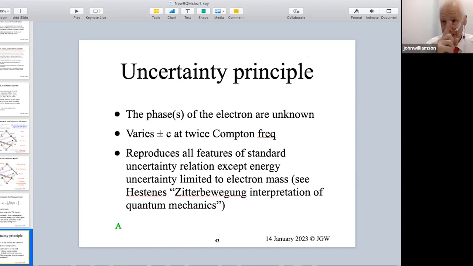Uncertainty principle: well, things zittering around like this, it's obvious that the thing is going to be uncertain by a factor of about lambda c over 4 pi, which it is. So Hestenes had already published a paper in 1980 while I was still at university on this zitter-pervading interpretation of quantum mechanics. I think he's completely correct.